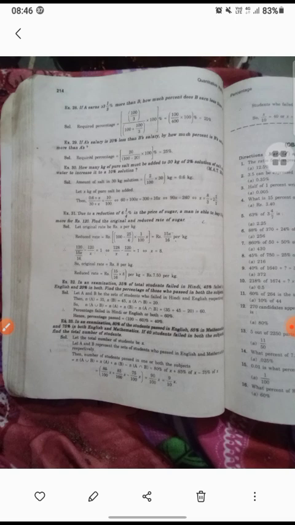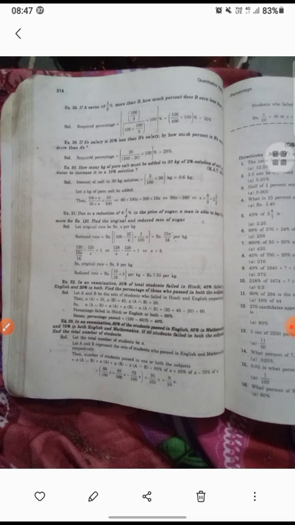How many kg of pure salt must be added to 30 kg of a 2% solution of salt? So 2% solution, so 2 by 100 into 30 kg equals 0.6. Okay, so now what is added? 0.6 plus x and 30 plus x equals, it should be 10%, so 10 by 100. So the amount of salt in 30 kg of 2% solution means 0.6. So 0.6 is added x and 30 is also added x, and that equals 10 by 100, and the answer will be 2 की power 2 by 3.